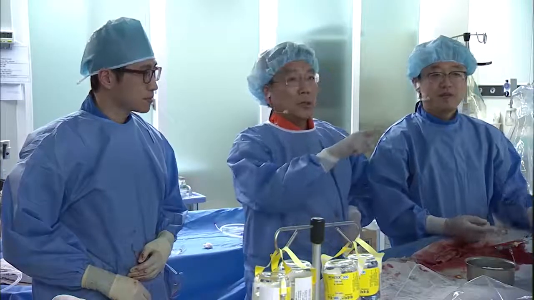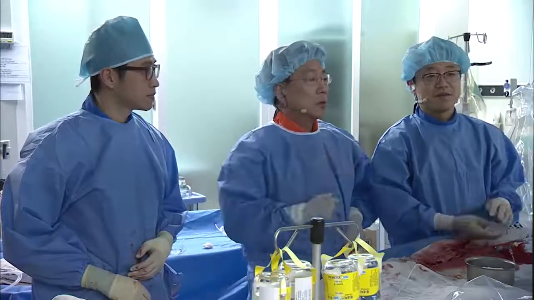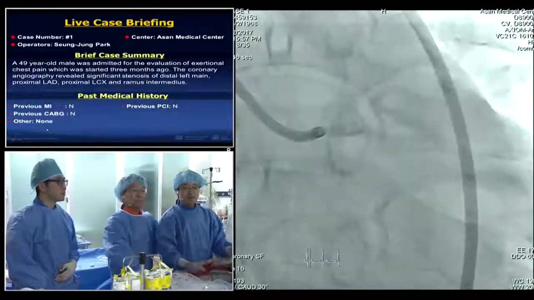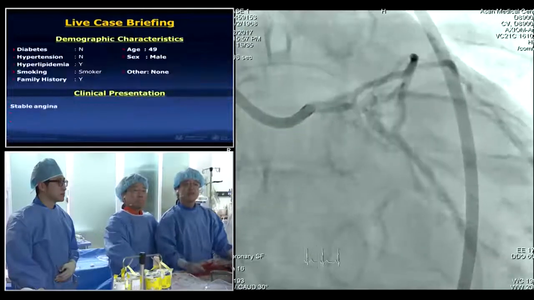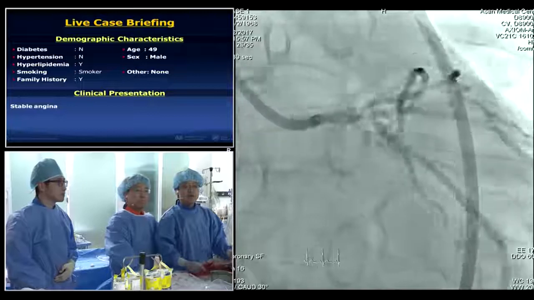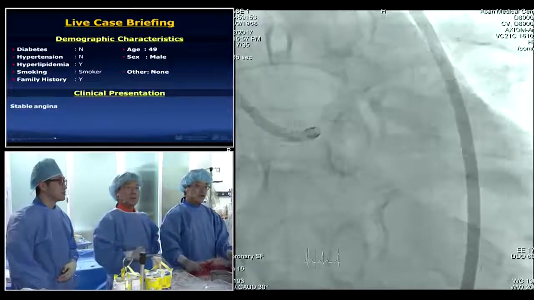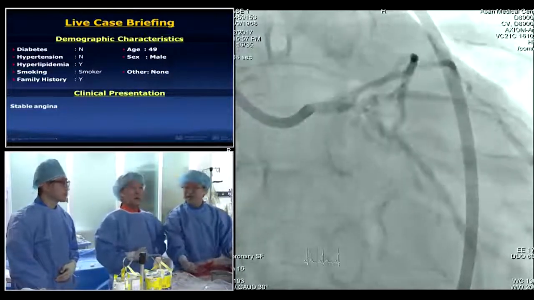So, Dr. Lee, could you see that angle in the auditorium? Okay, live case. We're going to briefly comment on the patient history. This patient is a 49-year-old male admitted with upper chest pain, clinically aggravating a couple of months ago. The coronary angiogram and patient history show no previous MI and no previous PCI. The risk factors were hyperlipidemia and current smoking. He is a very young, relatively young gentleman.